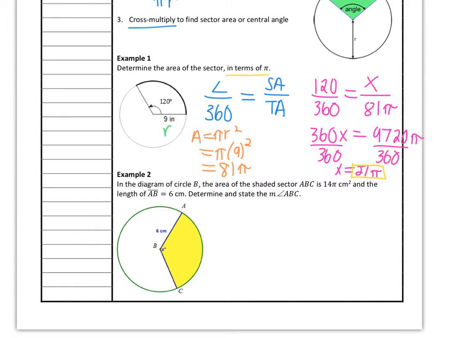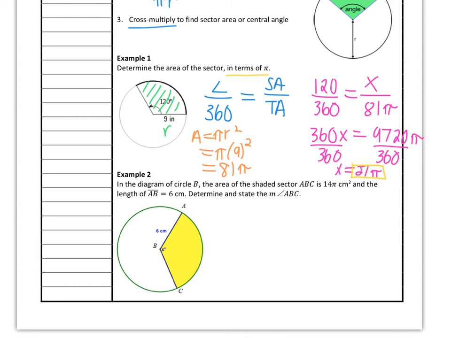So if you think back to how we did this, the 81 pi represented the area of this entire circle. We wanted to know the area of just this shaded region. So it should make sense that the area is smaller than that, and that it is, because we got 27 pi for the area of this sector.